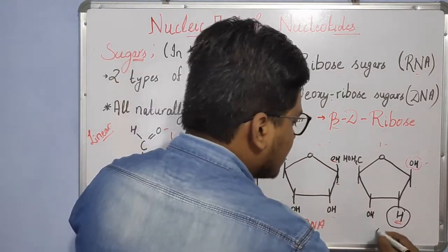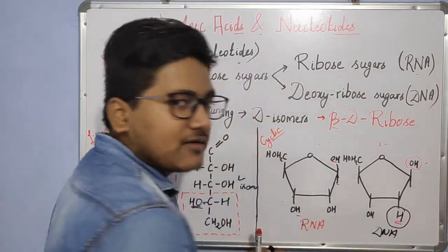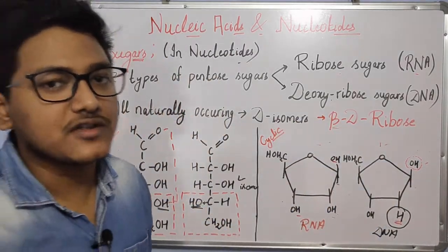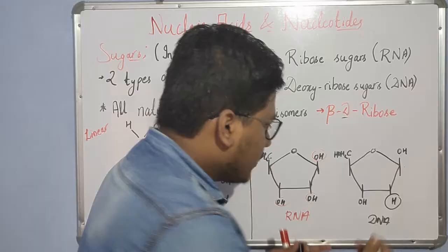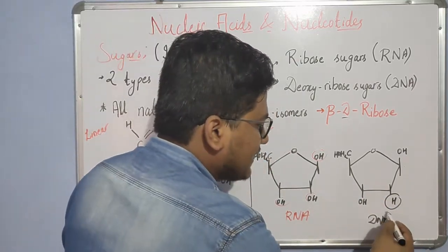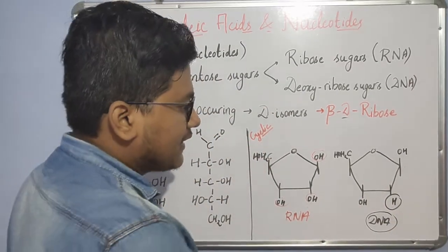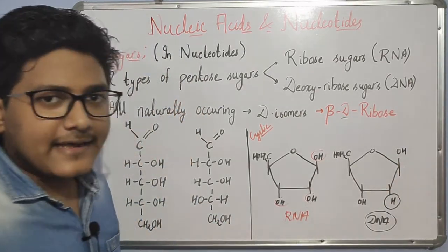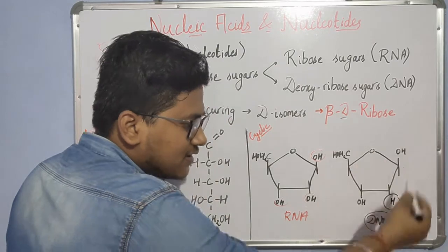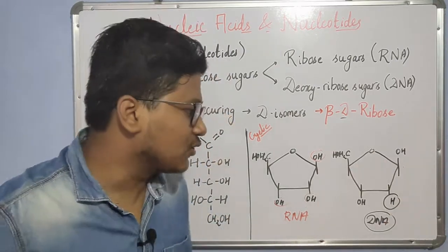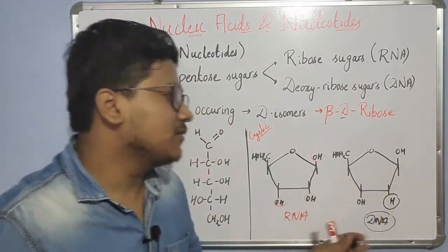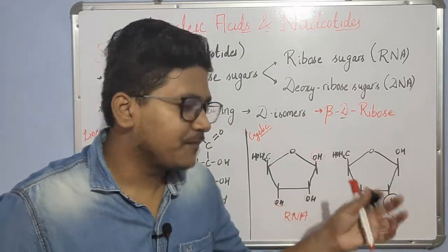And thus this is now the DNA, that is deoxyribonucleic acid, with the absence of oxygen at the second position of the carbon. So this is the structure of the pentose sugar present in DNA, that is 2-deoxyribose, where the second position of the pentose ring lacks a hydroxyl group and it is replaced by a hydrogen atom in the ring structure.